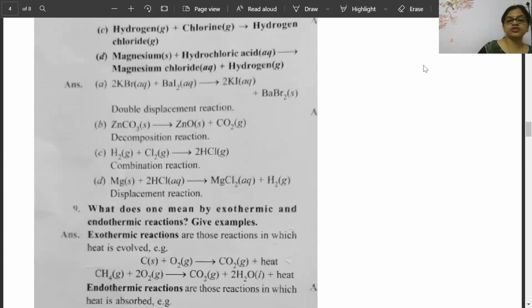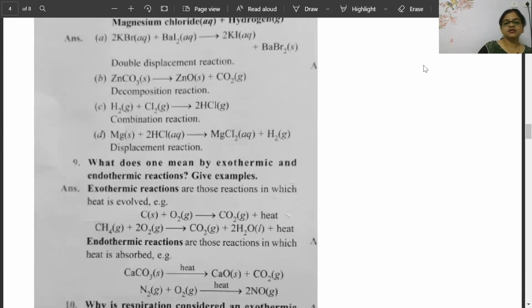Exothermic reactions are those reactions in which heat is evolved, correct? That is carbon and oxygen forming carbon dioxide, and you can take any one example. Any one example is enough. And then second one, endothermic reaction, in which heat is absorbed. You can take any one reaction, that is CaCO3, calcium carbonate, forming calcium oxide.